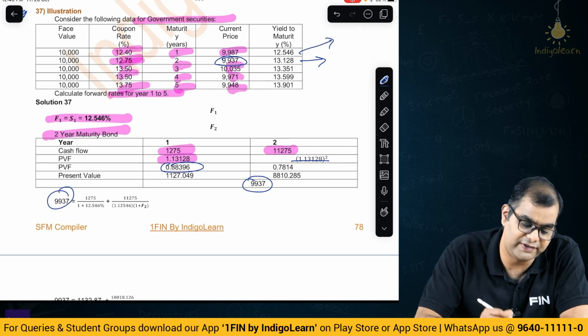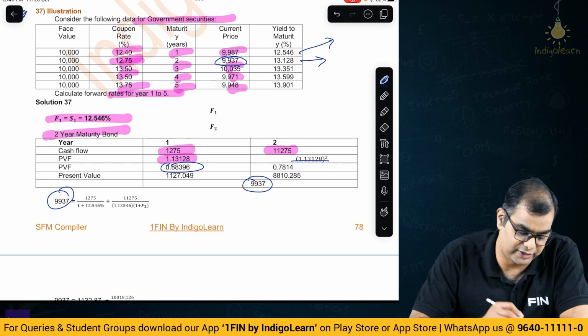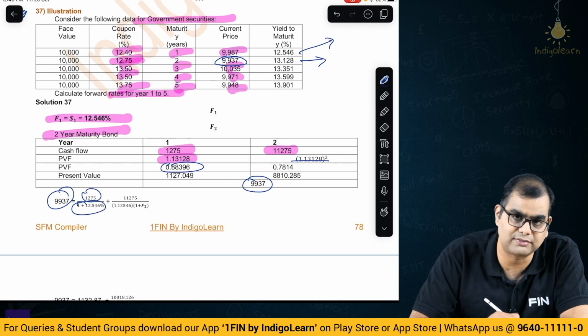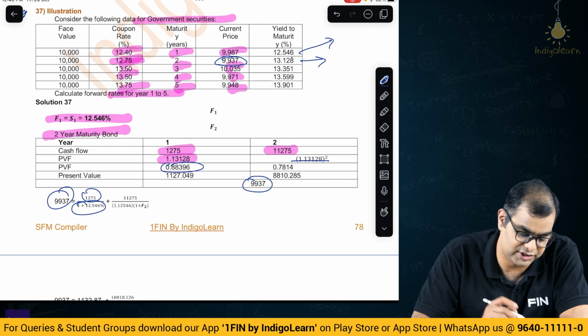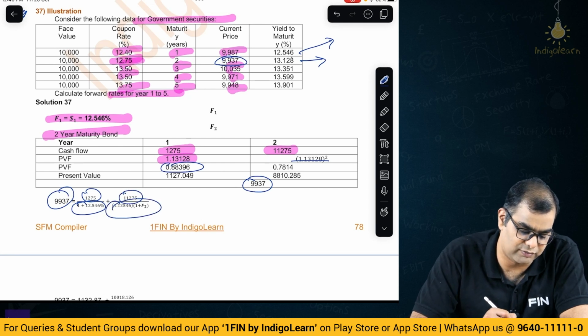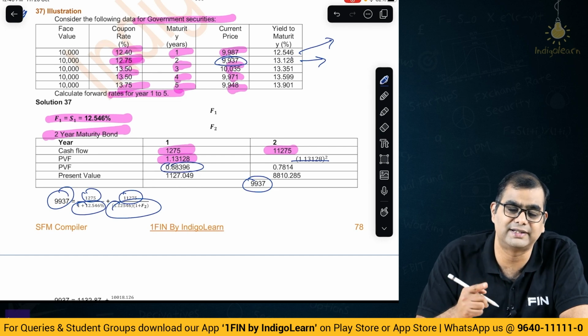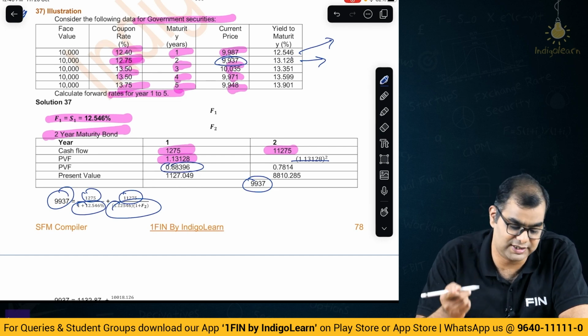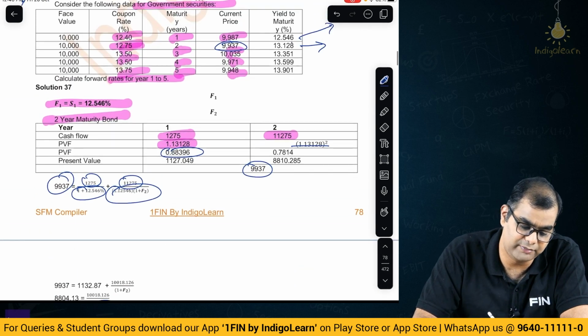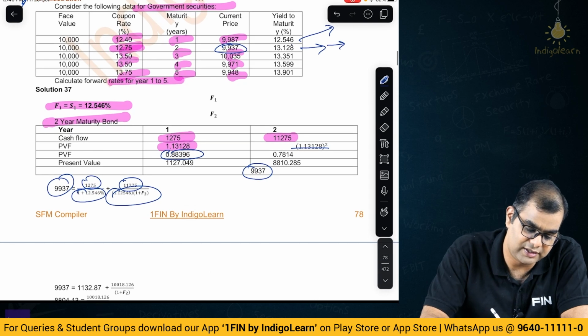One rate is 12.546 and some other rate which you have to find out. So, 1275 which is a coupon divided by 1.12546 which is the first year rate, plus 11275 divided by 1.12546 into 1 plus forward rate for second year, that is rate applicable from end of first year to the second year. So, you solve for this, you get a value of F2 which is 13.789. So, 13.789 is the F2.